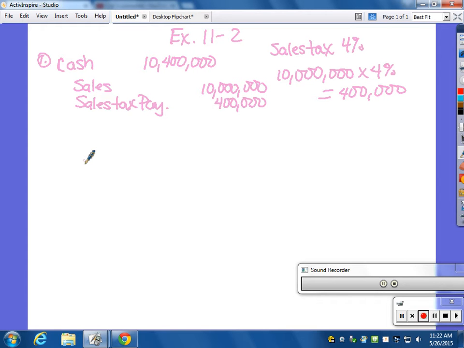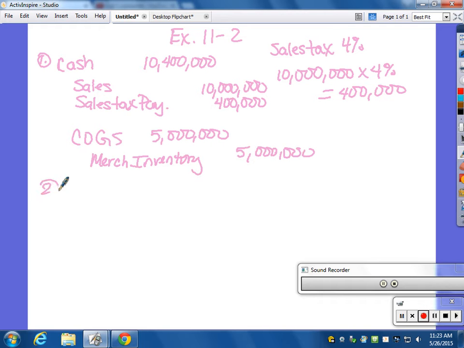Cost of goods sold, and you would credit what? Whatever you sold. What would you have sold? Merchandise inventory. So debit to cost of goods sold for what amount? 5 million. And credit to merchandise inventory for the same amount. Now we can move on to transaction 2.